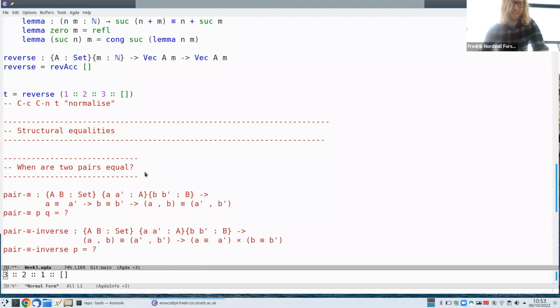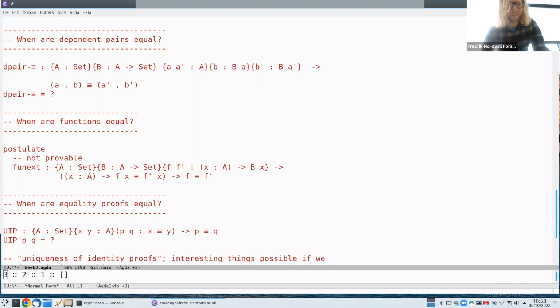The basic idea is to consider what it means to prove equalities at different types. For example, equality at a pair type should be a pair of equalities. Equality at a dependent pair should be a dependent pair of equalities, etc. Unfortunately, you hit a snag when it comes to functions, because you would like two functions to be equal if they are pointwise equal, equal for every element. But that's not provable in Agda, so we are normally going to just postulate it and use it.